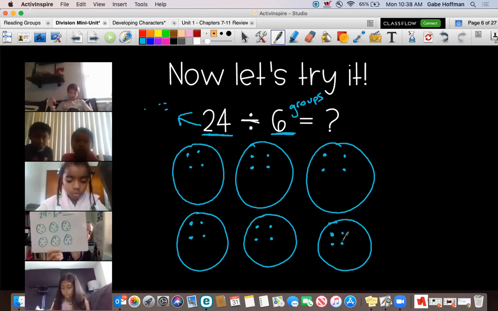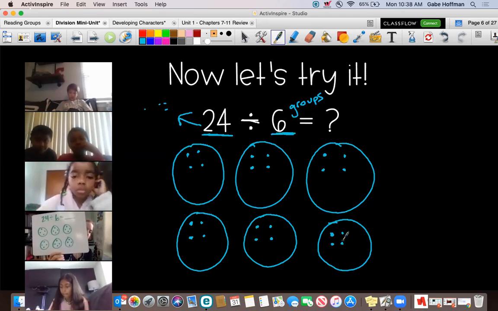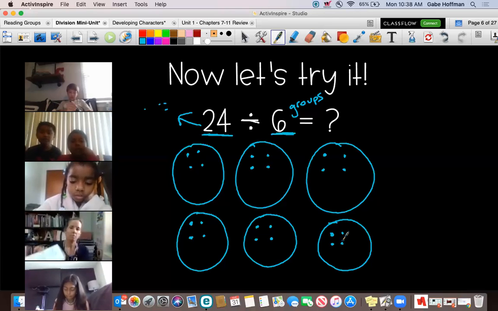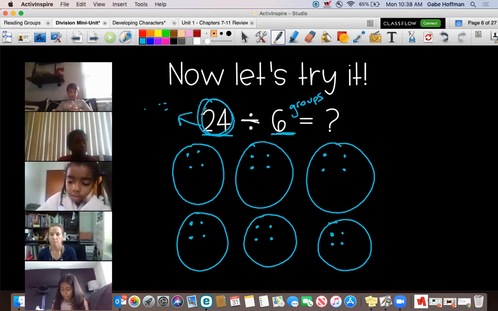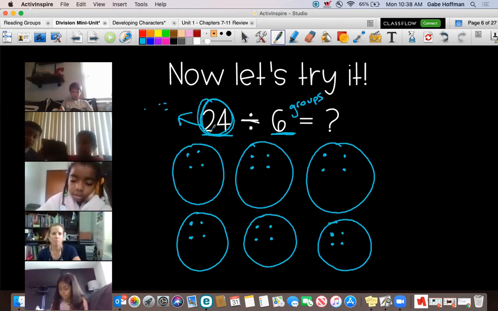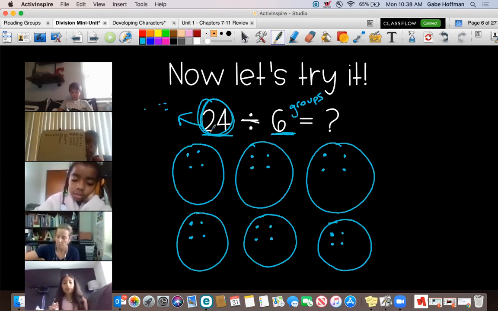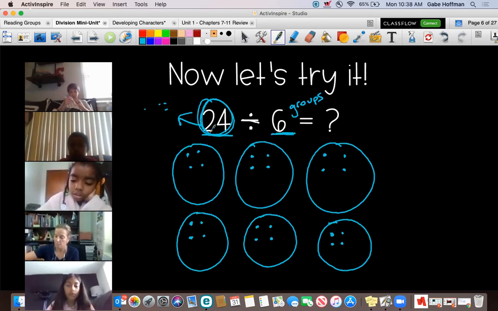So did I add or take away any of my dots? Just shake your head, yes or no. Did I add or take away anything? I did not change this 24. That is still the same. I just divided it evenly among these groups. So, Denise, what is my quotient going to be? What's my answer going to be?